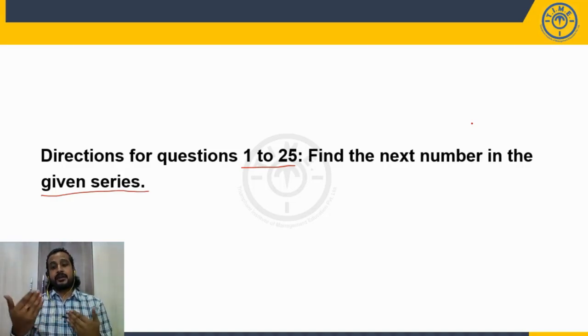And classification of numbers. What is the classification of numbers? Consecutive natural numbers, consecutive even numbers, consecutive odd numbers, consecutive prime numbers, consecutive composite numbers, consecutive non-prime numbers. Keep these points in your mind when you are answering number series questions. Clear? Okay, now move to question number 1.